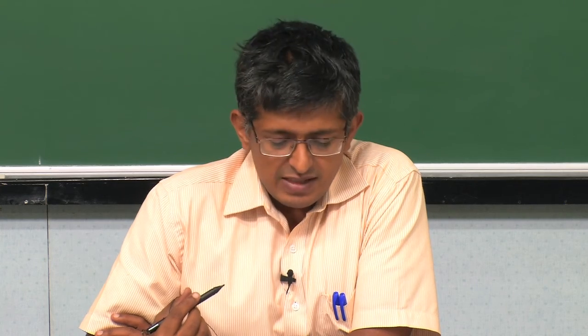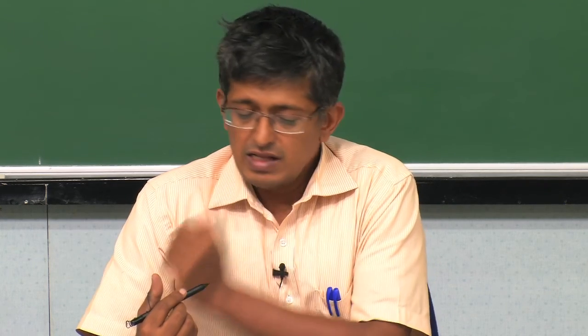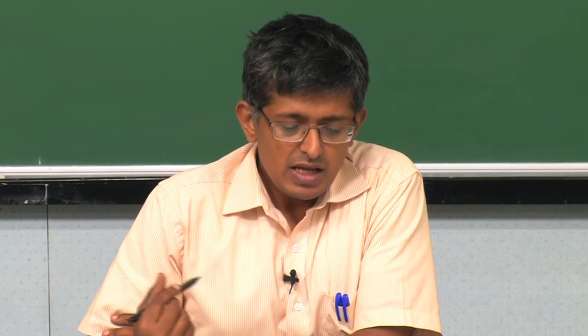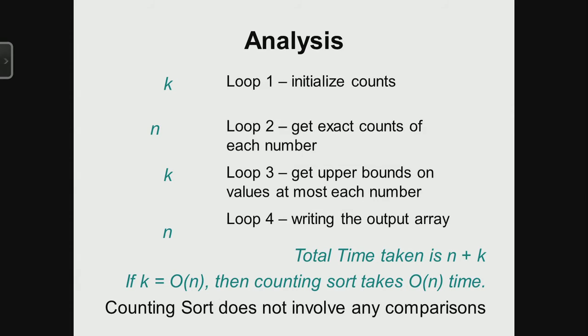Let us complete the analysis of counting sort. The loop 1, which was initializing the count array, performed k operations, because there are k indices and each of them was initialized to 0. Loop 2 performs a computation by looking at every element of the input array A exactly once, and then increasing an appropriate index in the count array C by 1. So, this takes n time, that is, a constant number of arithmetic operations per step.